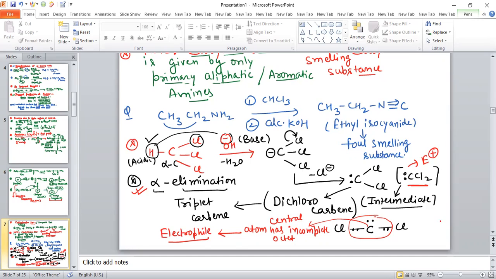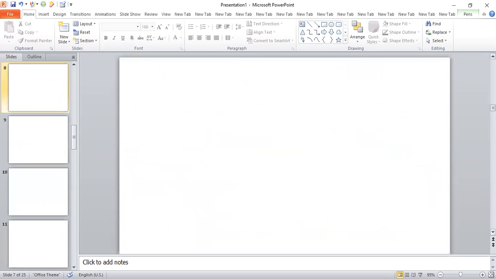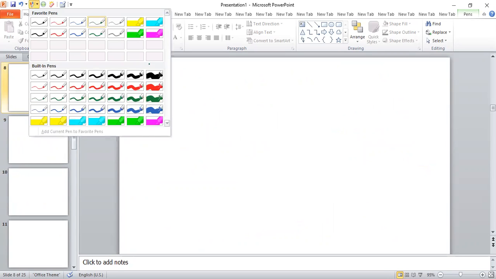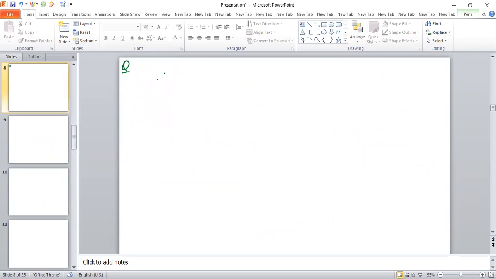So this test is given by aliphatic as well as aromatic primary amines. Primary amines means 1 degree. So aromatic amines can also give this reaction, but it should be primary. Now see the question based on this.